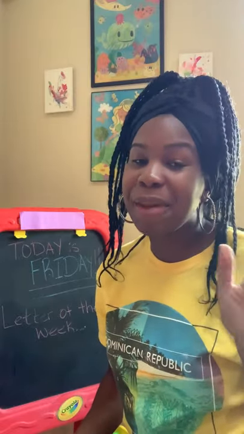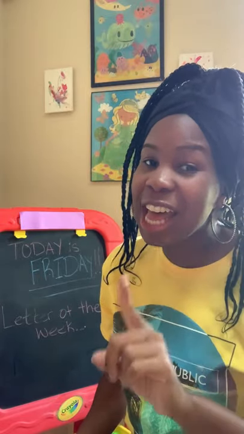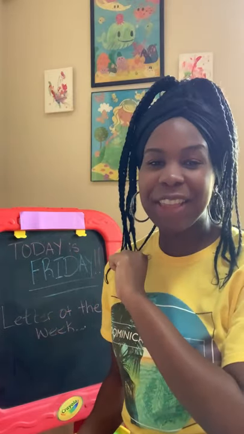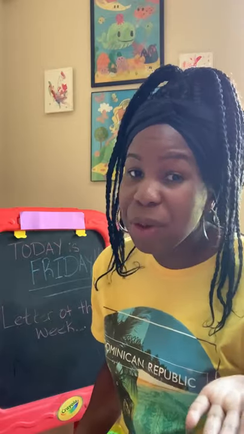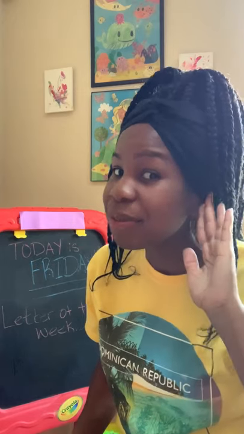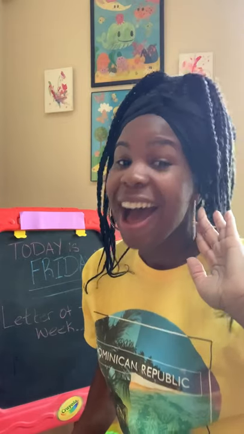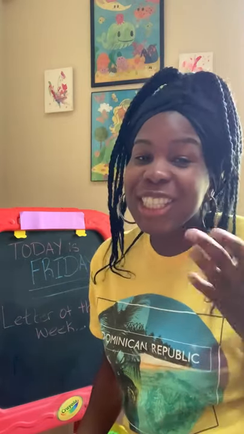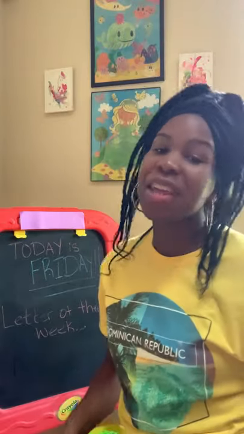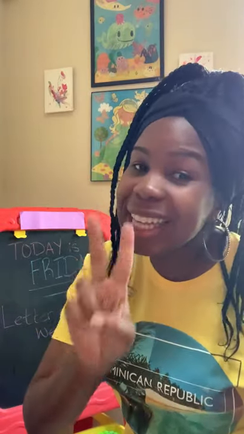Last week, we talked about the letter A. And the letter A is the first letter of the alphabet. Does anyone remember how many letters are in the alphabet? I can't hear you. 26. There are 26 letters in the alphabet. Great job, you guys.